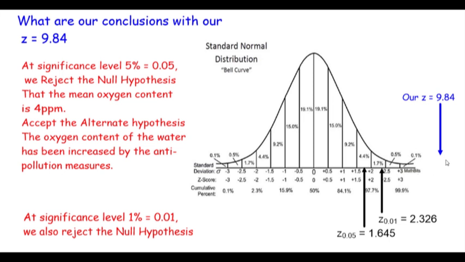Obviously if we were going to accept it, it would have to be over here somewhere. But you can see here we're not going to accept the null hypothesis, and we're going to accept the alternative hypothesis, in that our measures were very successful in increasing the oxygen content of the water in this particular river.